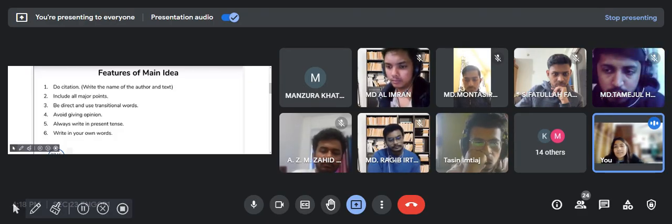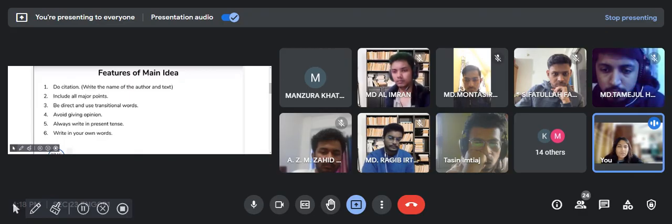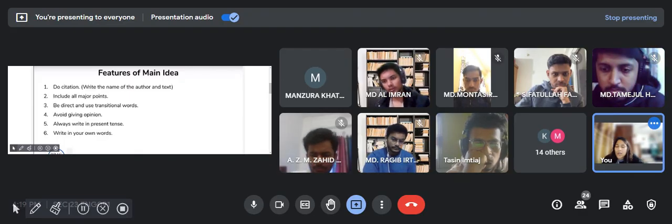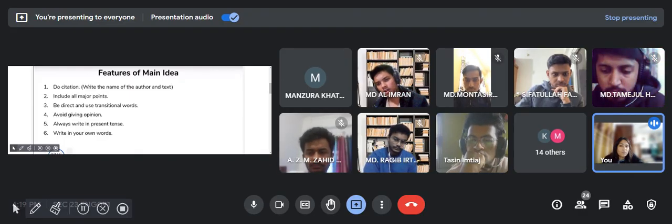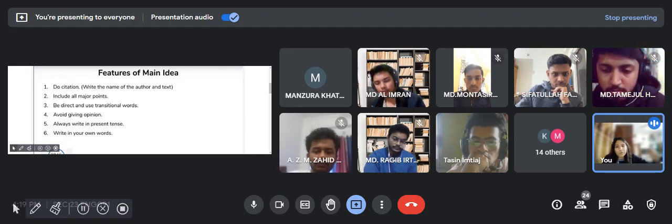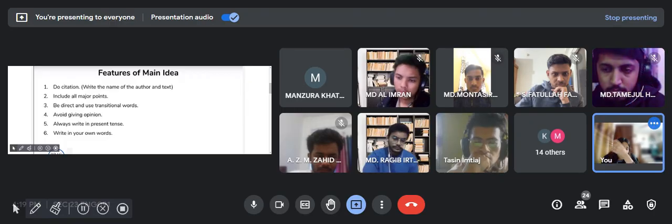you do not take any example. It's like summary writing. Do not take any example from the text, or any reference from the text, or repetitive ideas from the text. Just directly pick the main idea. So from one paragraph you are going to get one main idea. You have to use transitional words. I will show you how to use that.